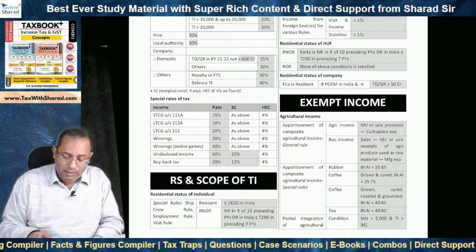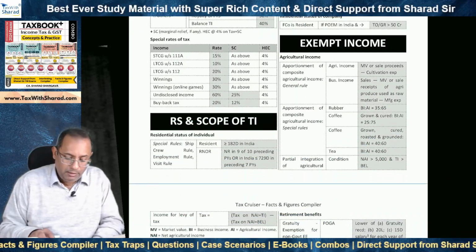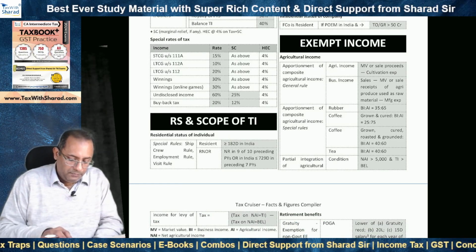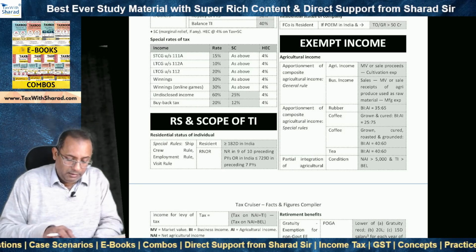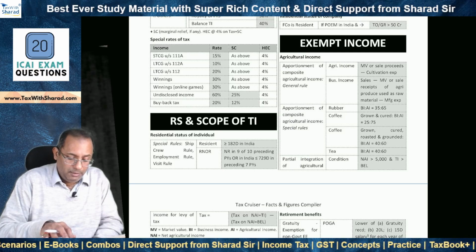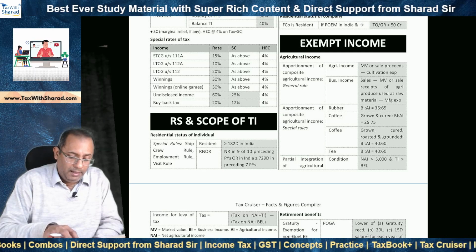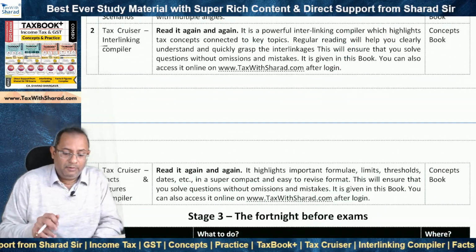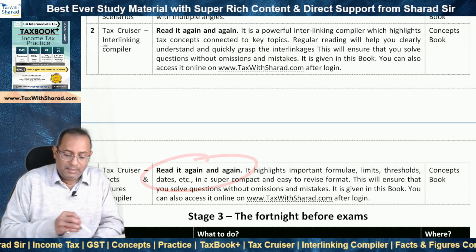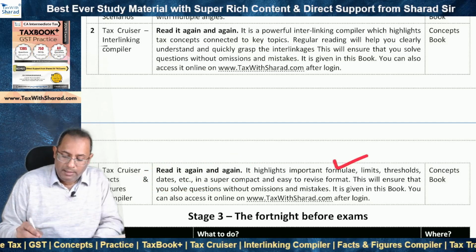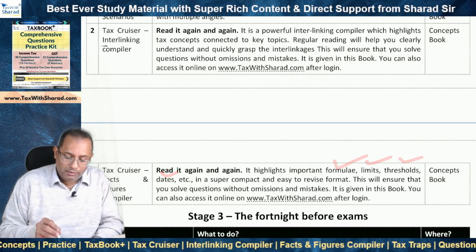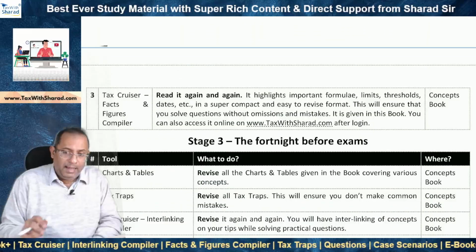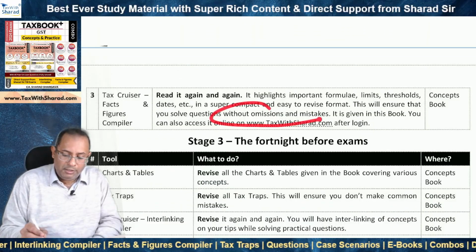And this is really useful when you want to revise things quickly and when you want the numerous facts and figures to get into your head so that you're able to recollect them effectively while solving questions in the exam and you don't commit any mistake or error. And therefore, just like the interlinking compiler, it's not a one-time reading. You need to read it again and again till your exams, because it highlights important formulae, limits, thresholds, dates, etc. in a super compact and easy to revise format. How will this help? This will ensure that you solve questions without omissions and mistakes.